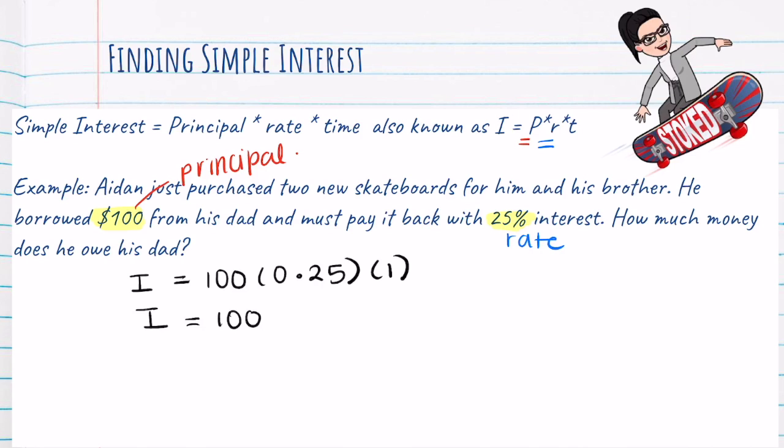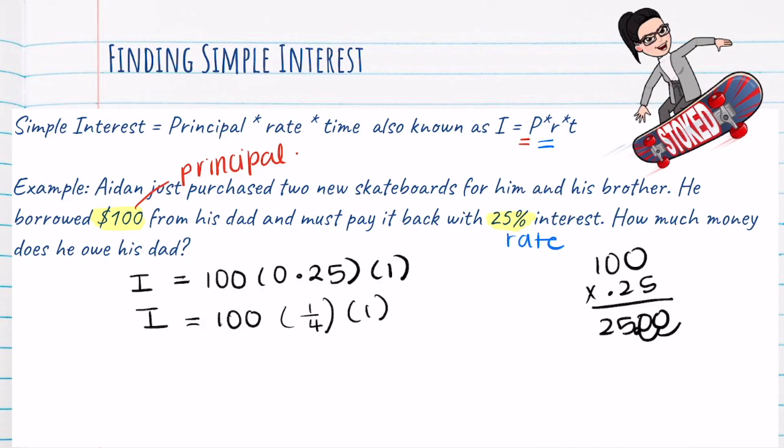You can also change 0.25 to a fraction to help you out. If you know 25% is 1/4, you can multiply 100 times 1/4. Or, you can multiply 100 times 0.25, you'll get 2,500. Move the decimal twice. In this case, 100 times 1/4 is 25, because 100 divided by 4 is 25. So we know that interest is 25.